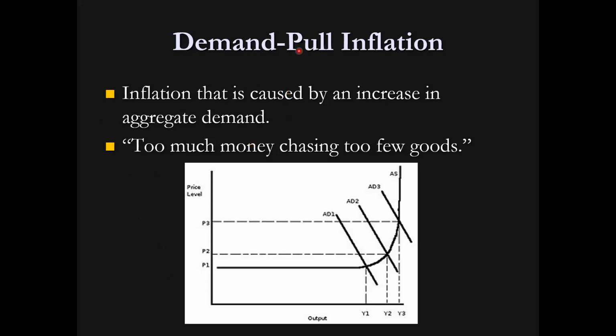The second type of inflation is demand-pull inflation. This is caused by an increase in aggregate demand. Here we have an increase in aggregate demand, and an aggregate supply curve which tends to have zero slope, and this means that there is too much money chasing too few goods. So if we have too much money chasing too few goods, we have demand-pull inflation.